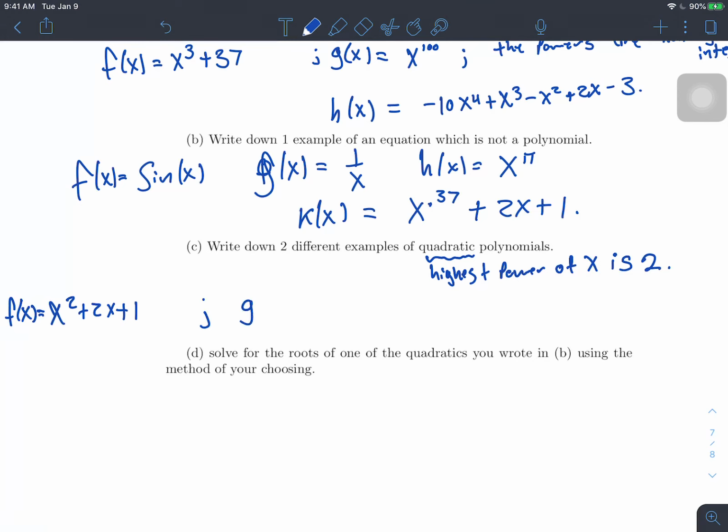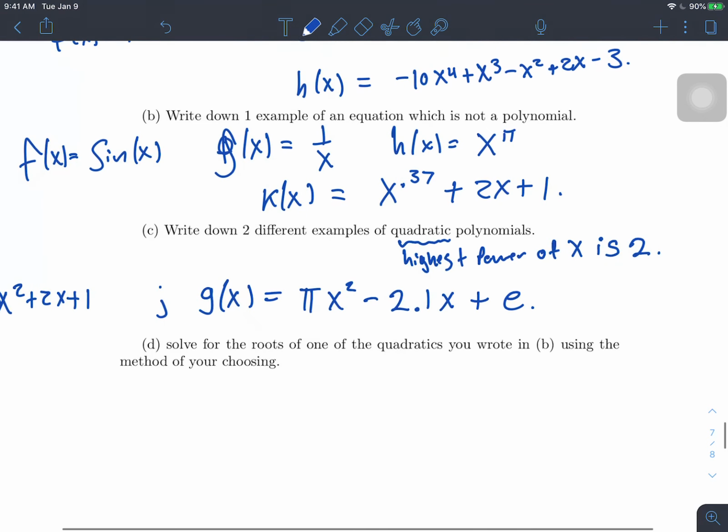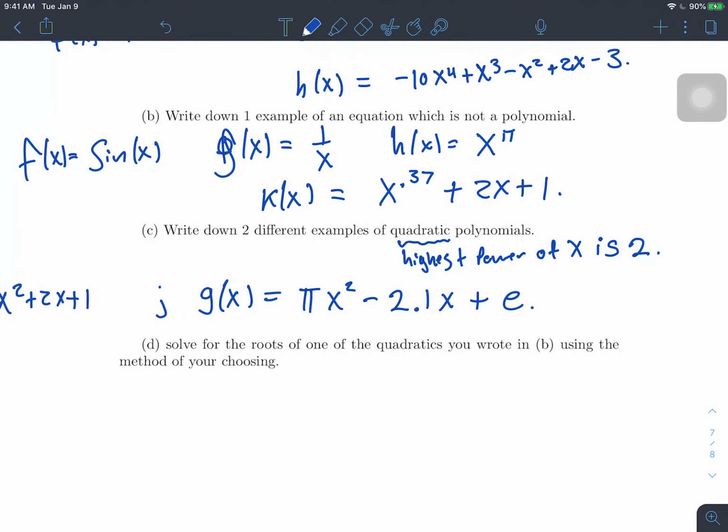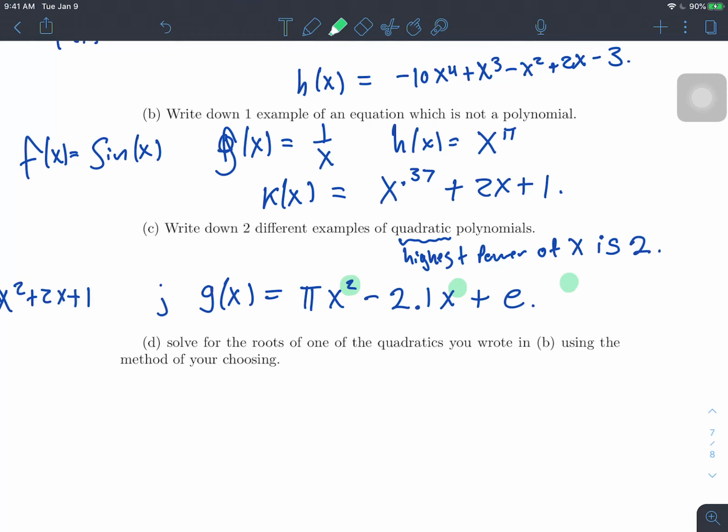Another one could be, let's make this one kooky, pi x squared minus 2.1x plus, we'll get really kooky, plus e. This is also a quadratic polynomial, okay? There's nothing wrong with what we've written here. We have one power of x is 2, the other power of x is 1, the other power of x, you can't see it, but it's 0.